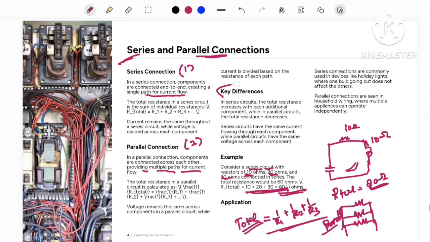The major key difference between the series connection and parallel connection: in a series circuit, the total resistance increases with each additional component, right? While in a parallel circuit, the total resistance decreases, right? This is an important key point. So move on to the next slide.